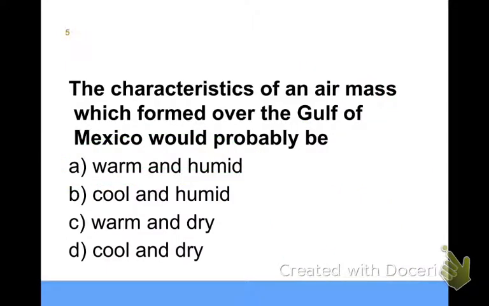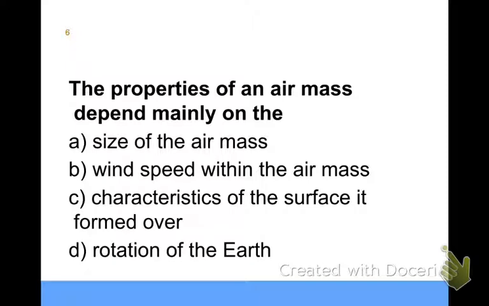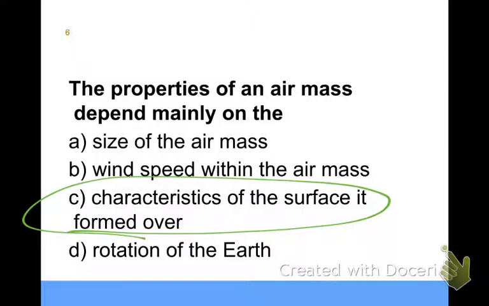And our last one, number 6, the properties of an air mass depend on the surface that it formed over. The surface it formed over. That's why when you look at a map, you always look at the number, and you do not look at the arrows. You look at the number, because that's how we name it, and hopefully I've drilled that into your head. So those are your trivia questions.